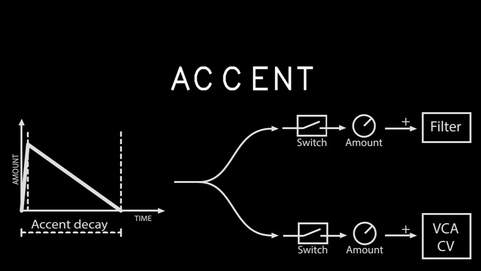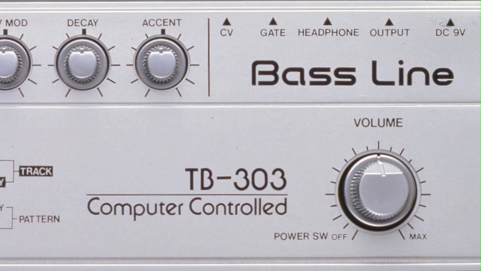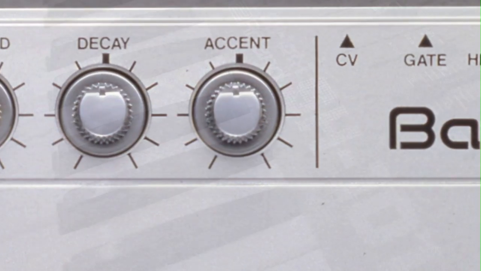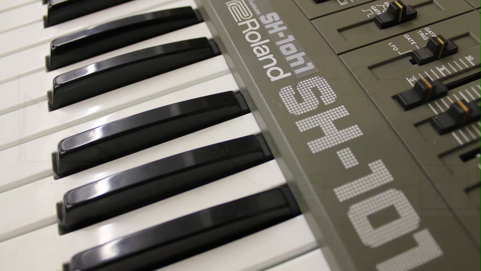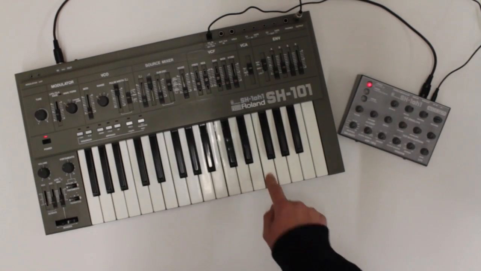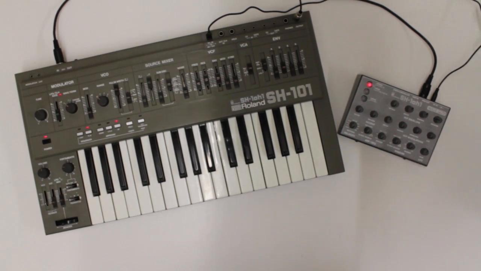Accent. While the siblings of the SH-101, the MC-202 and TB-303, both have this feature, which is important to many musical styles, it was unfortunately lacking in the SH-101. Until now. The SH-101 accent consists of an envelope with a fixed fast attack and a decay adjustable between 1 millisecond and 5 seconds. It can be routed to the VCA, filter or both, while the amount can be adjusted individually. The accent can be programmed in the sequencer or triggered via MIDI velocity in various ways.